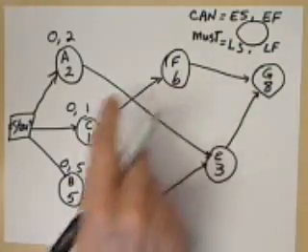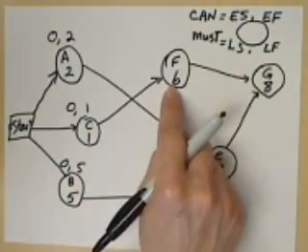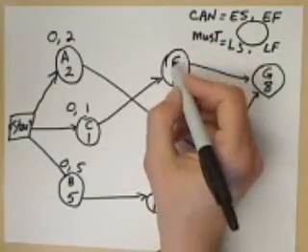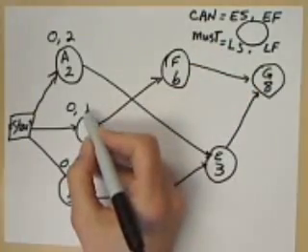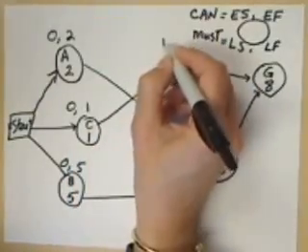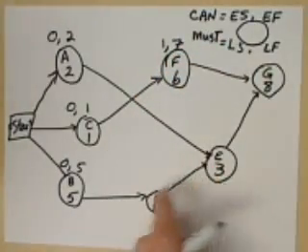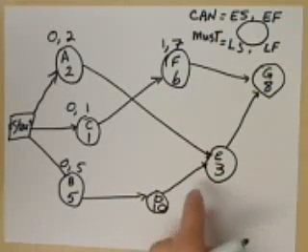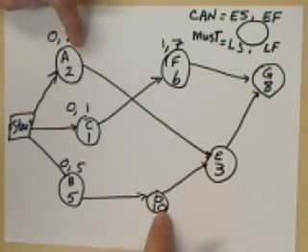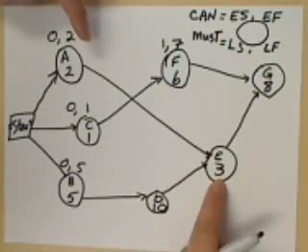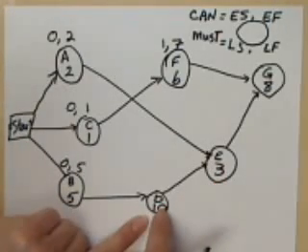For activity F, C must be done before F can begin. So the earliest start time for F is the earliest finish time for C. So I'll put 1 here. 1 plus 6 is 7. E has 2 preceding activities. Both A and D must be done before E can begin. So we must do the computation for D first.